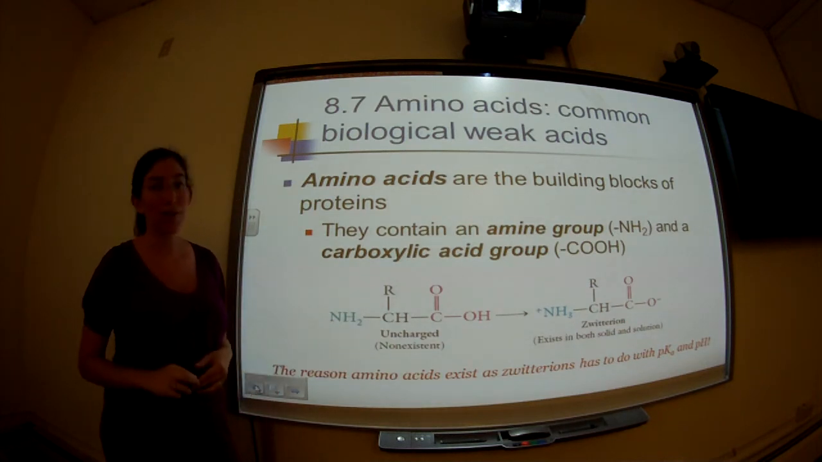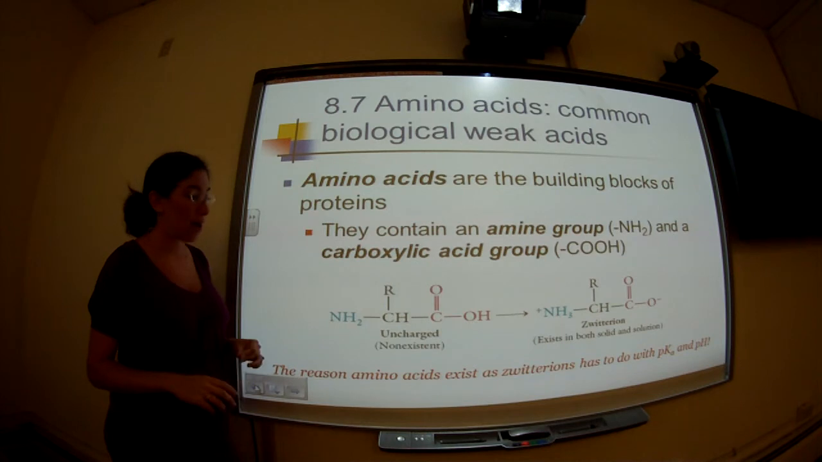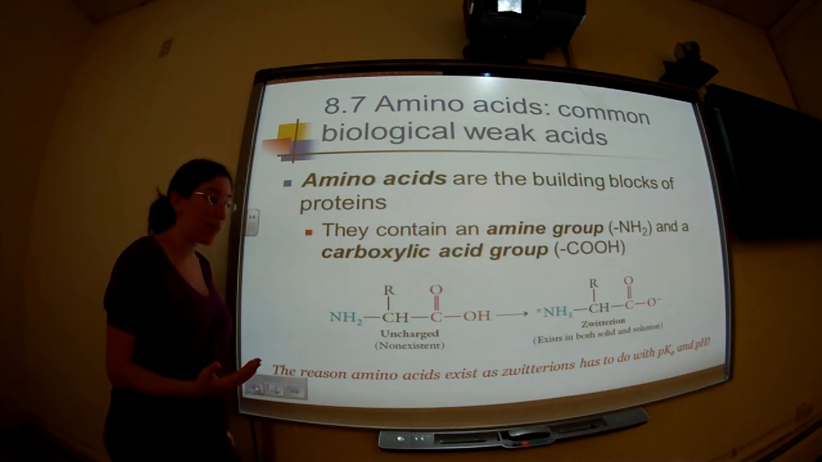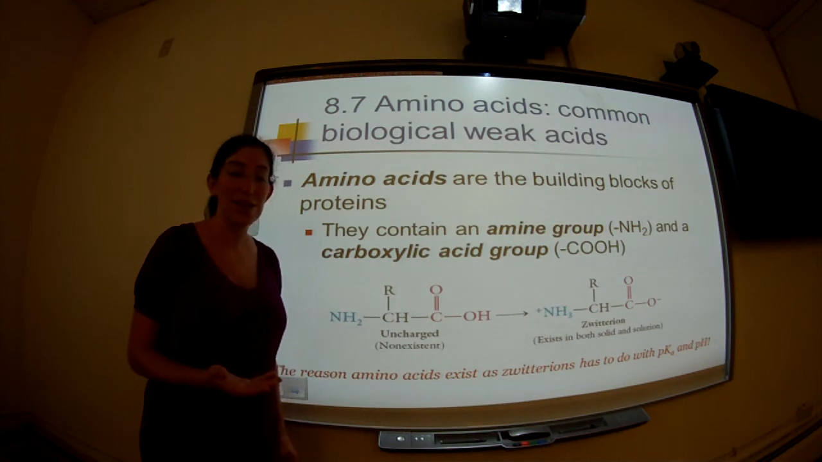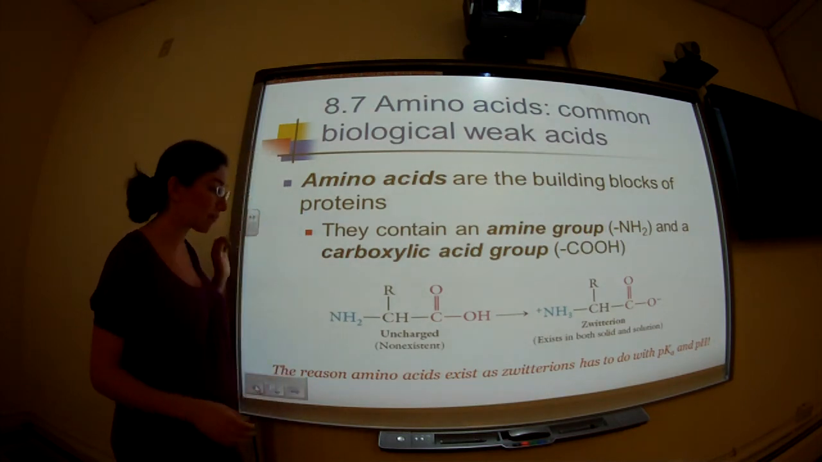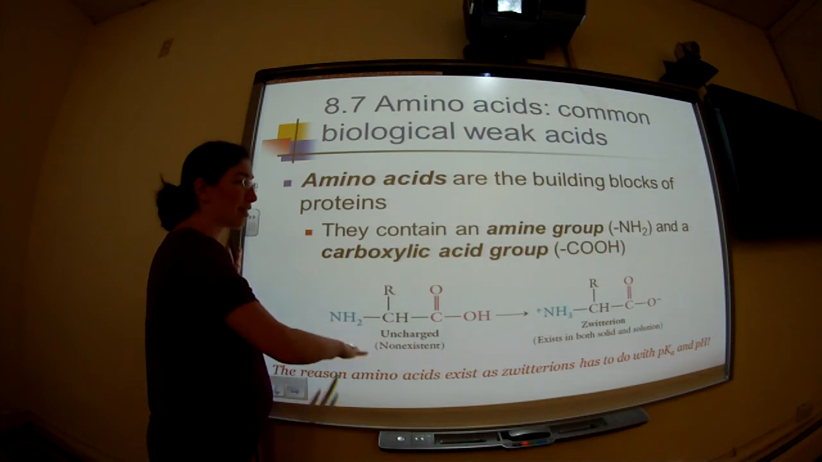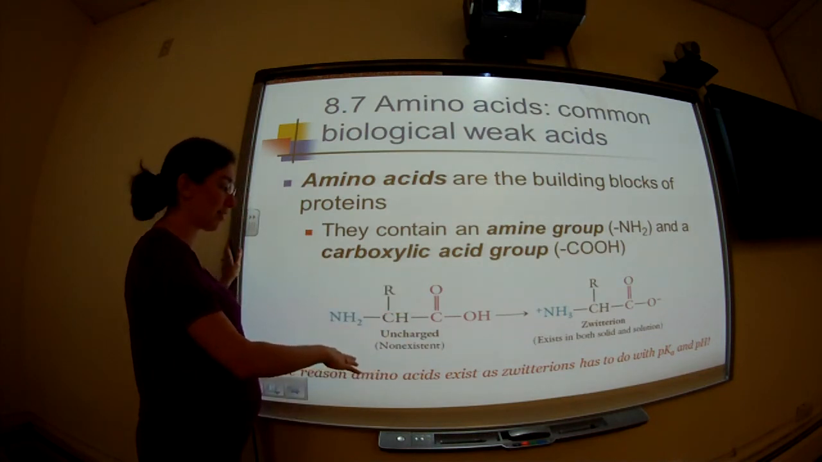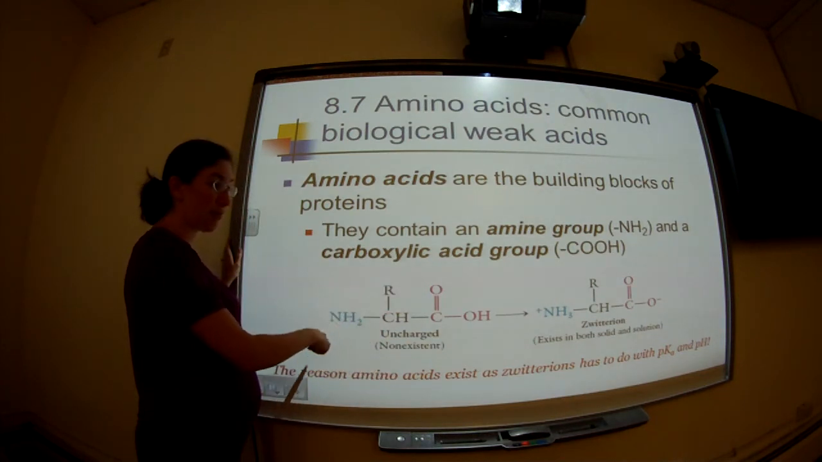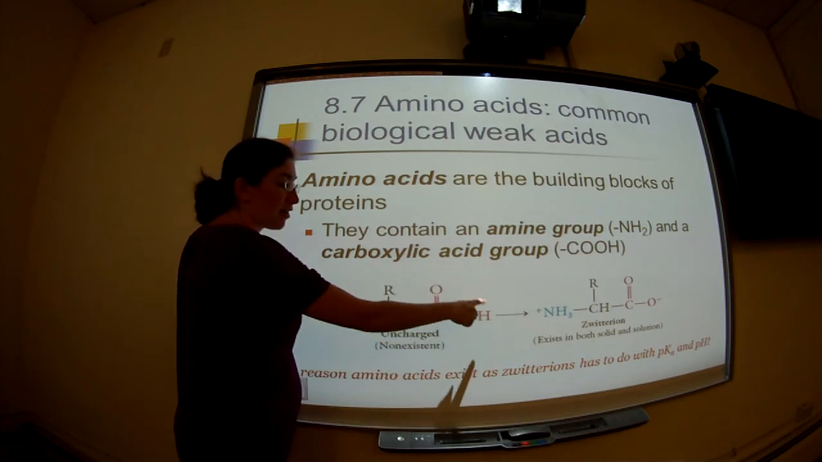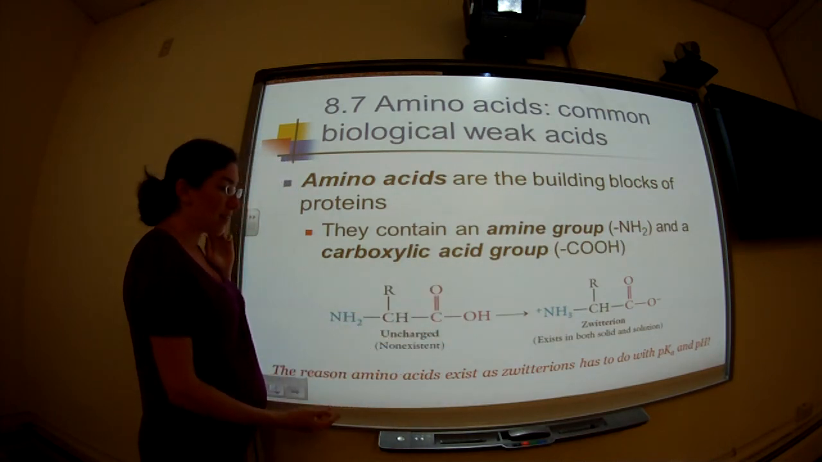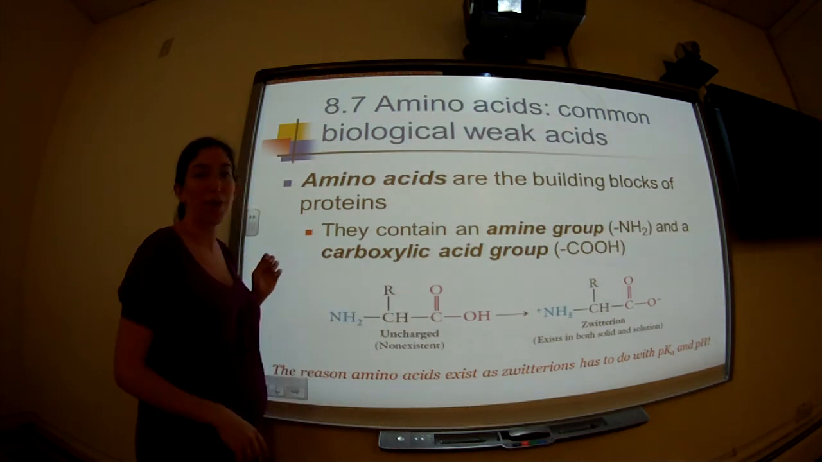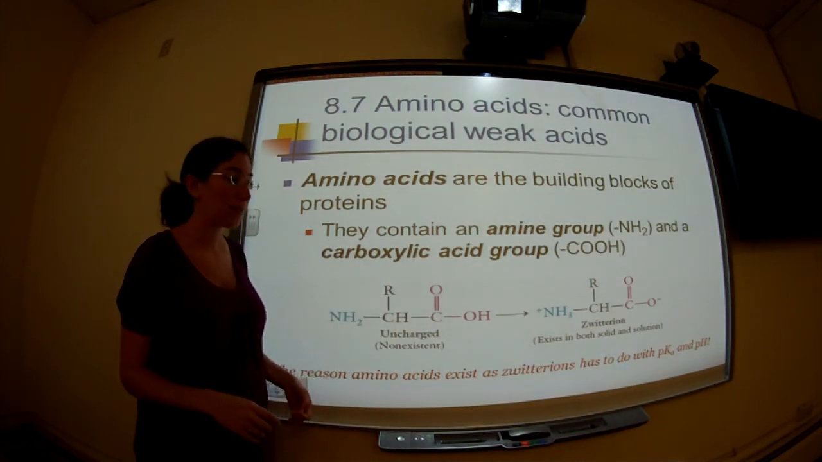They actually also have a base group. The amino group is a base. So they're very versatile compounds in our bodies. This is the basic structure of an amino acid. It has an amine basic group, and it has a carboxylic acid group. This structure, though, is very rare in nature.